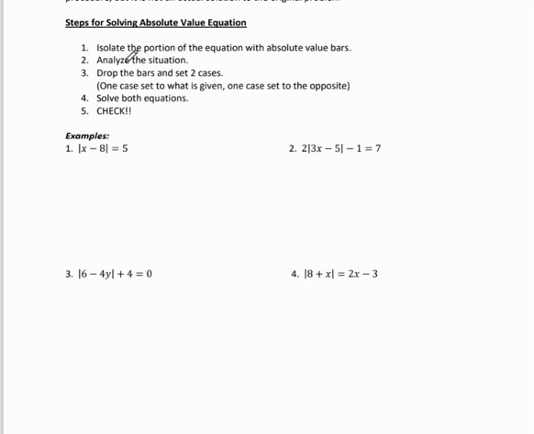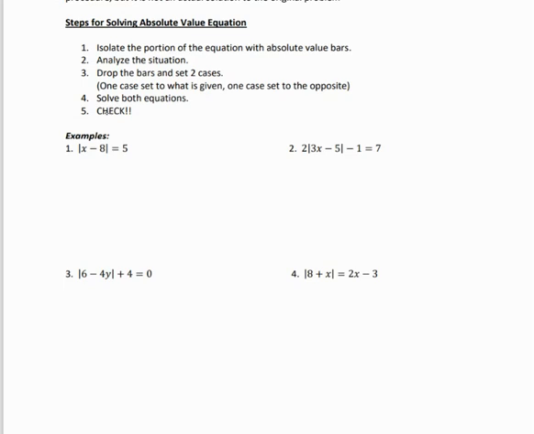At that point in time, it's a good time to analyze the situation. Maybe you catch something funny. Maybe you can see, oh, this is a special case, and we'll look at some examples of that. After we have the bars isolated, we're going to drop the bars, and we're going to set two cases, one to the given answer and one to the opposite. Once we have those two cases, we'll solve both of them. And then lastly, we always want to check. And that's where steps 2 and 5 kind of come to play. You may have analyzed the situation and know your answer, but if you just run through the steps, you have to check to see if you have an extraneous solution.